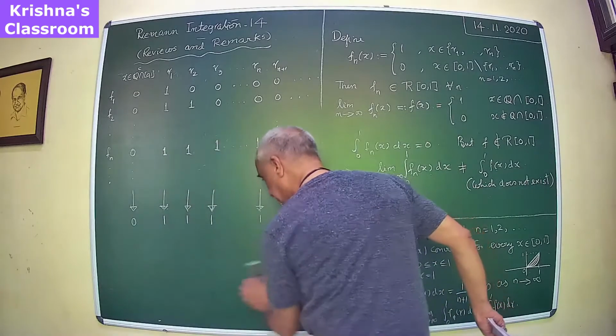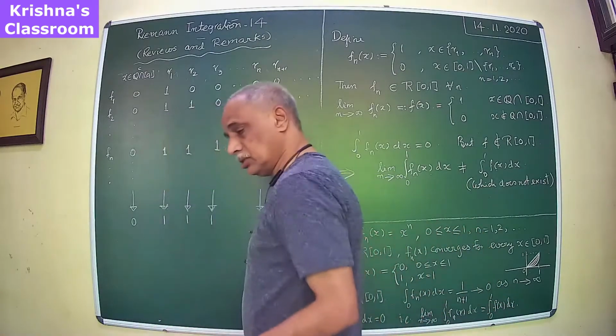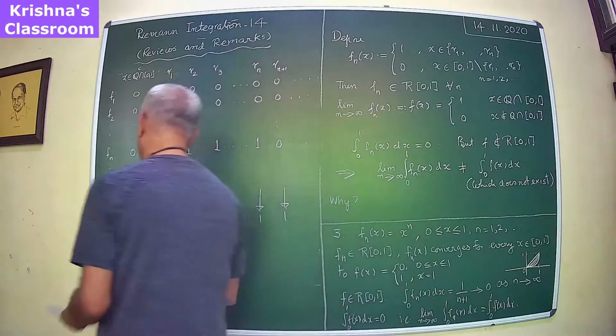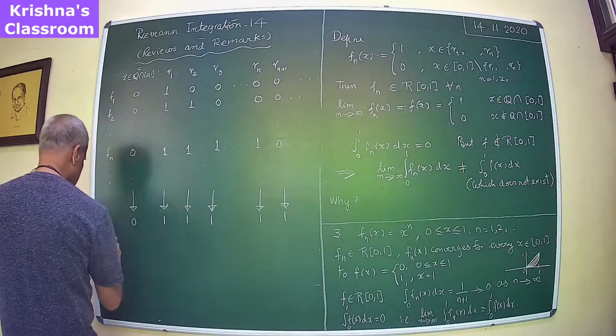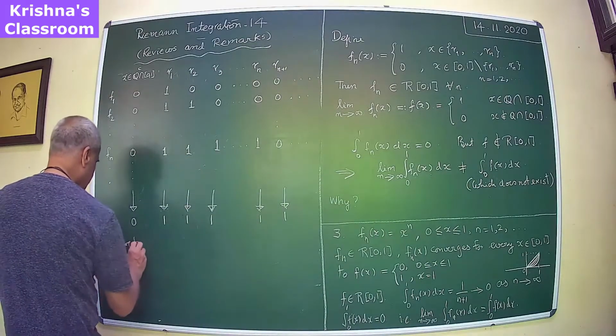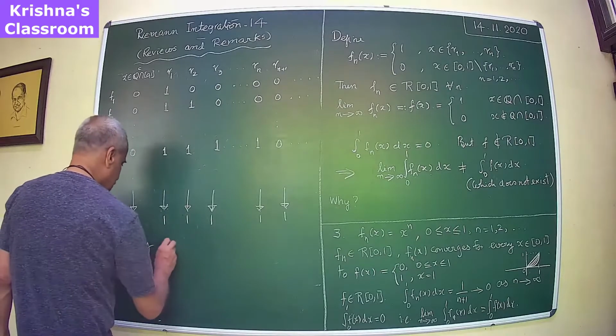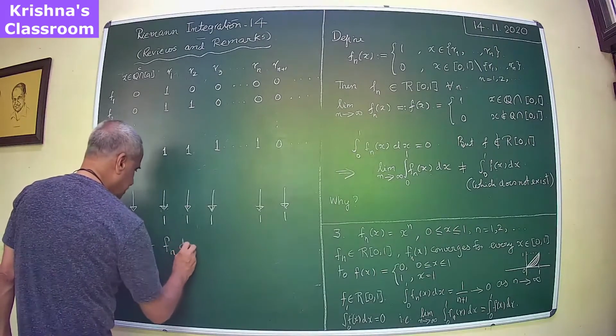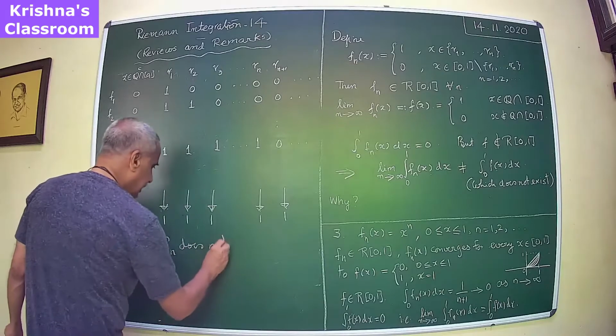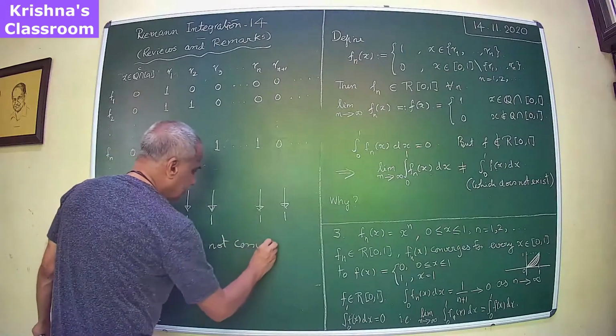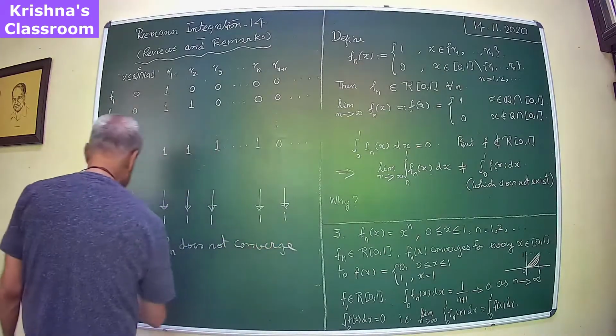Now that is the next question. So we conclude that possibly Fn does not converge uniformly.